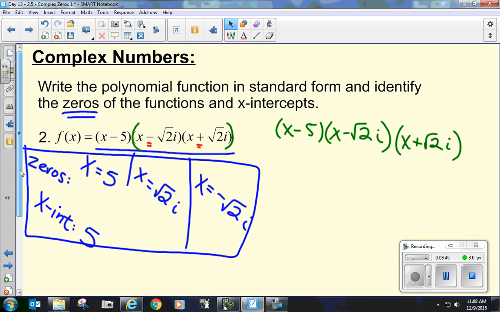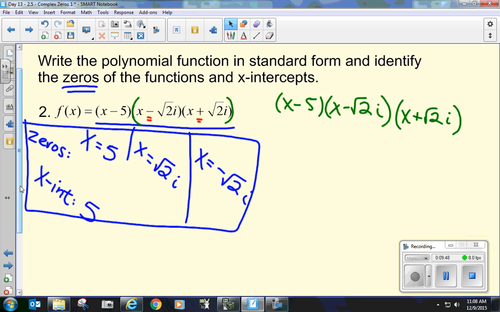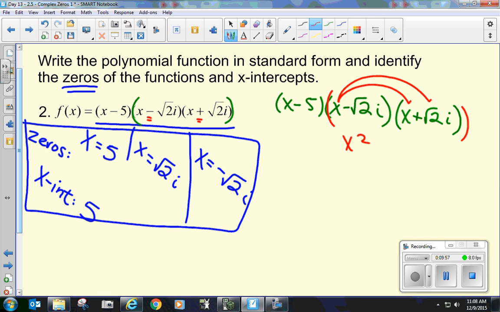I'll give you what you got. All right, so let's FOIL the first 2 on the right here. When we FOIL these, what's x times x? X squared. X times a positive radical 2i will be plus what? Radical 2, and then we put the x before the i. Remember, the i is not under the radical. Okay, and now we're going to do the same thing here, but now it's a negative radical 2i, so we just get minus radical 2xi. And what's the last thing? What is the negative radical 2i times a positive radical 2i?